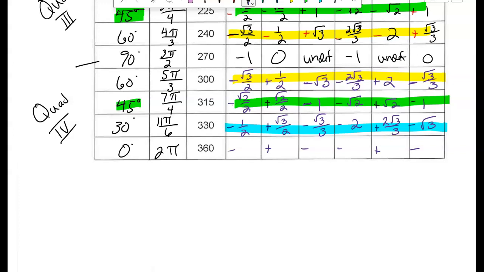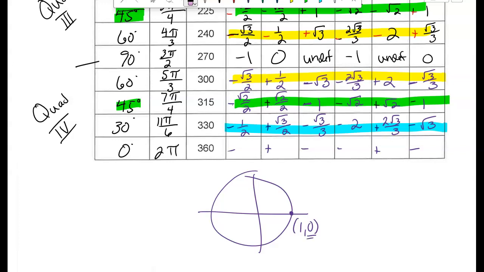Okay, for the last one, go back to what you already know. Where does 2 pi land? On the positive x-axis, right? So that's just 1, 0. Guys, what's the tangent? Excuse me, what is the sine of 2 pi? 0. So I'm going to get rid of that negative, and I'm just going to put a 0 down.